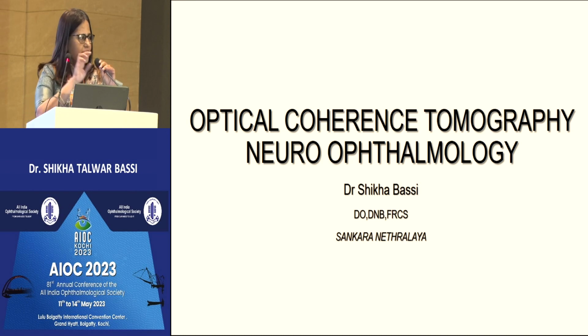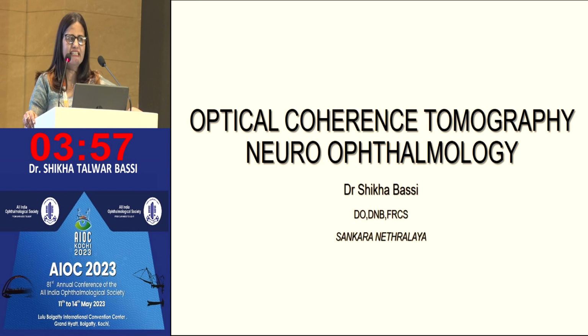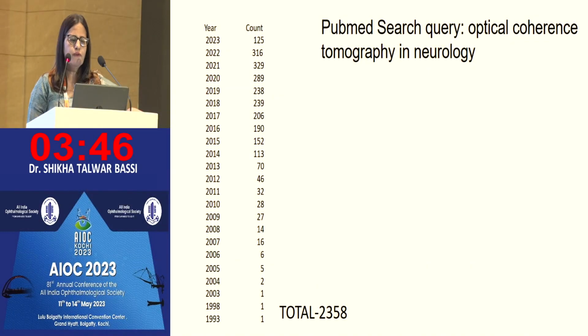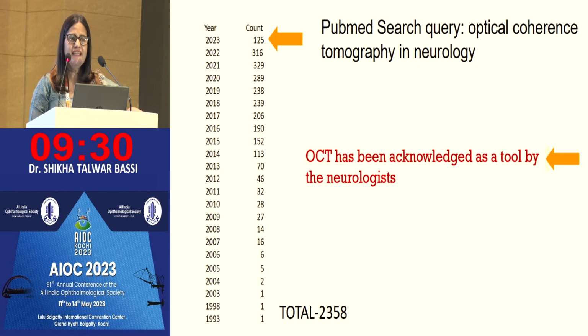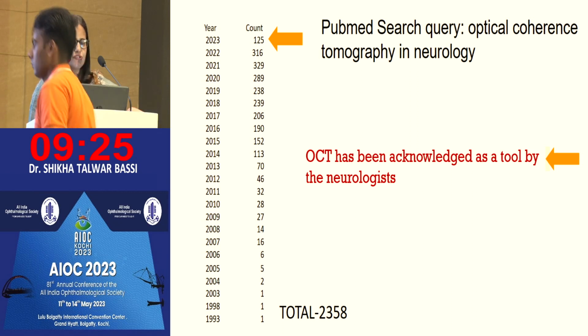Good morning, everyone. At the outset, I would like to thank Dr. Rashmin for giving me this opportunity to talk about optical coherence tomography in neuro-ophthalmology. If you do a PubMed search query of OCT in neurology, you'll have some 2,358 articles. We started with one article in 1993, and in 2023, we already have 125 publications. So what does it mean? It means that OCT has been acknowledged as a tool by the neurologists.